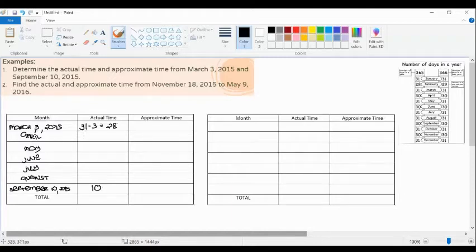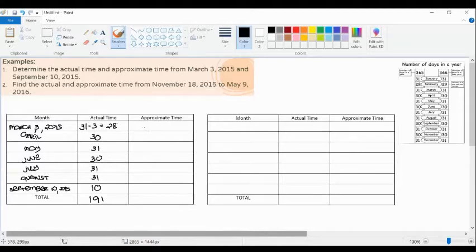So how many days do we have in April if we use the actual time? April we have 30, May we have 31, June we have 30, July and August we have 31. To get the actual time, or days, we're going to add these. That will give us an answer of 191.